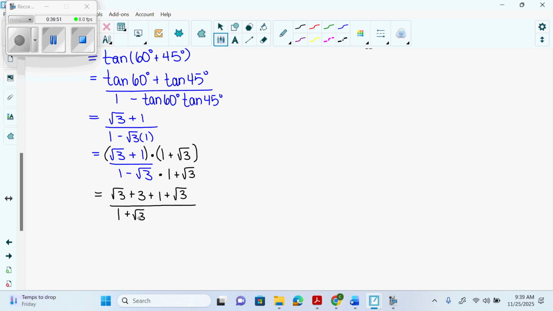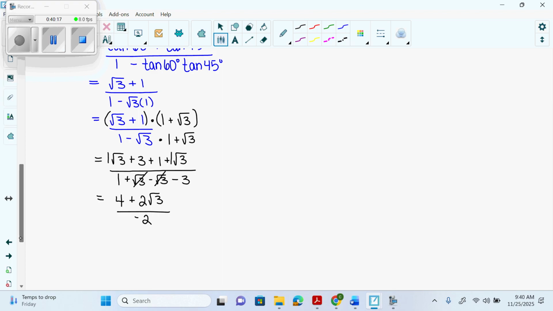1 times root 3 is root 3. 1 times negative root 3 is negative root 3. And I know I'm right immediately after that step. And then negative root 3 times root 3 is negative 3. And so I'm going to get 3 plus 1 is 4. Plus root 3 is 2 root 3. And then 1 divided by 1 minus negative 3 is negative 2.